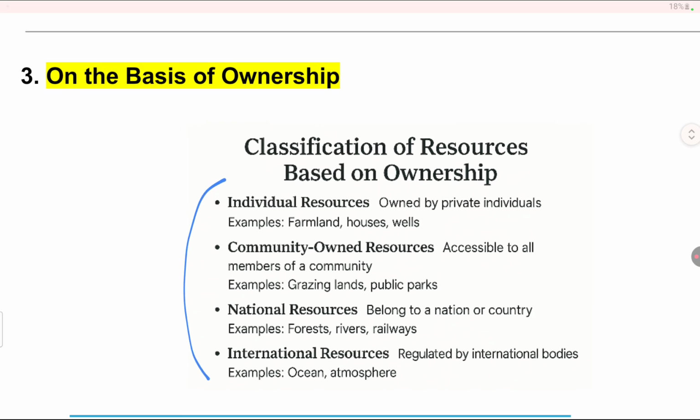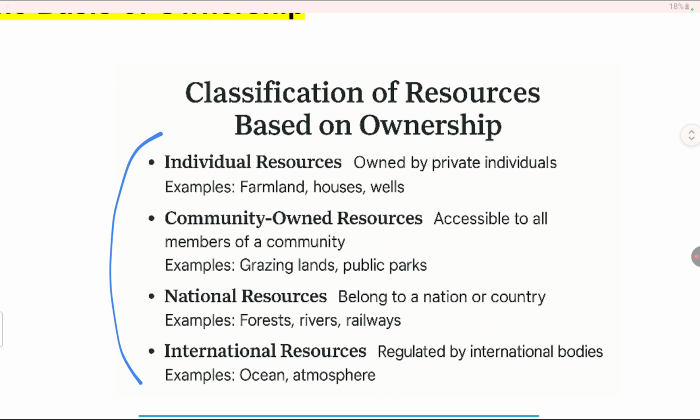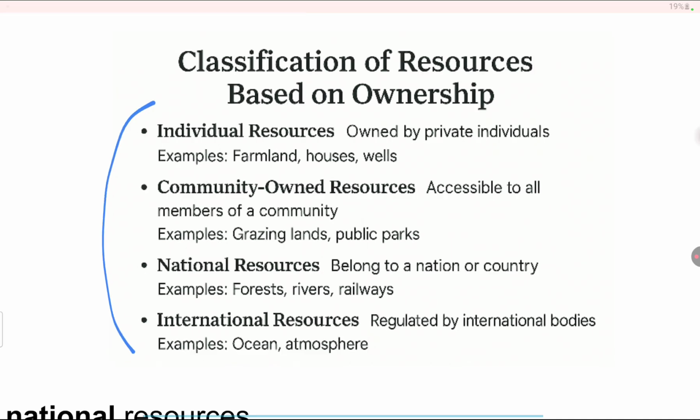On the basis of ownership, classification is like individual resources, community-owned resources, national resources, and international resources. Individual resources can be taken as farmland, houses, wells. In community, we can say grazing lands, public parks. We can take the example of wells. If it is at our home, it is our individual resource. However, if it is in the village, we can say it is a community resource.